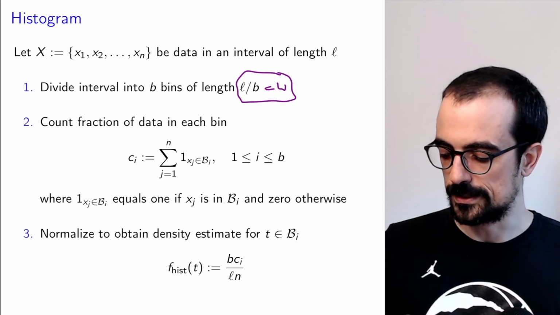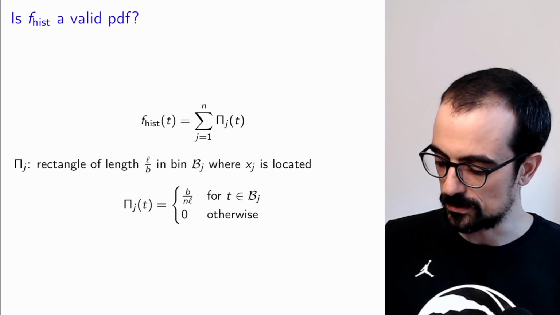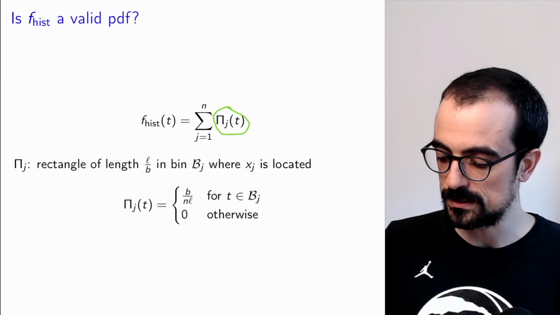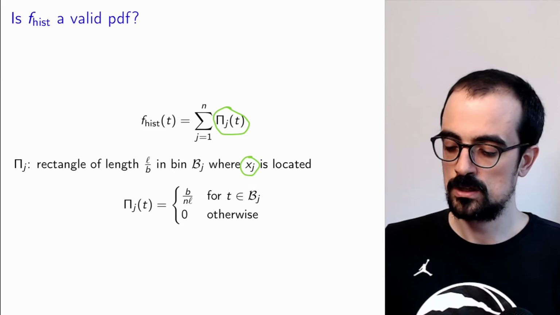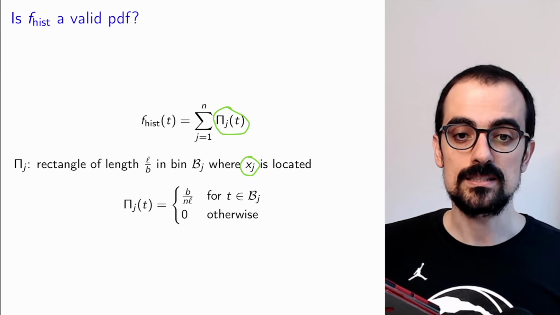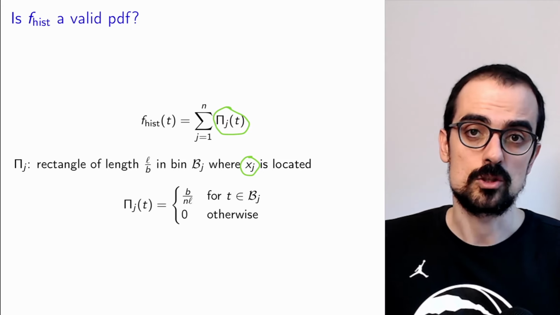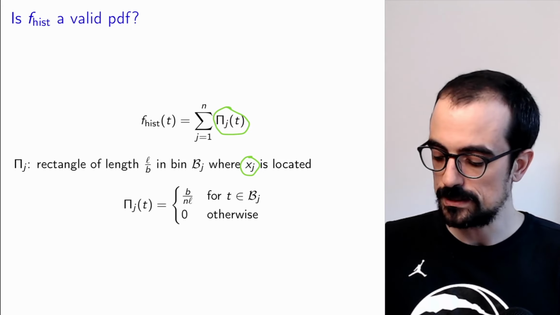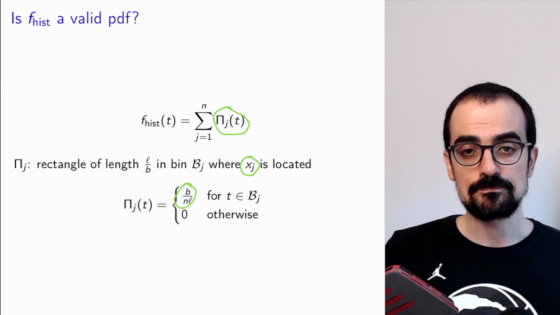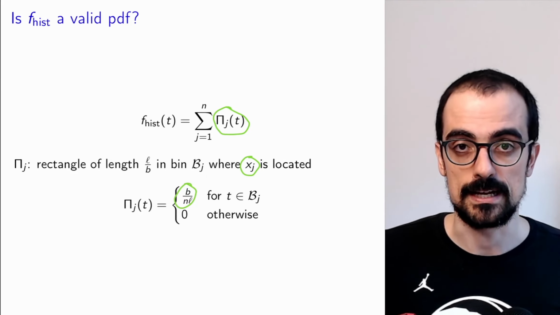And that's how we get the histogram. This is what I'm calling pi of j, the rectangle corresponding to the point xj. So when we have a point xj in a bin, we add a rectangle there to the density. The height of that rectangle is equal to 1 over n, so that this is a probability, and 1 over the width, which is L over B. So this becomes B over NL, so that it becomes a density. Okay, so this is completely equivalent to the description I gave you before.